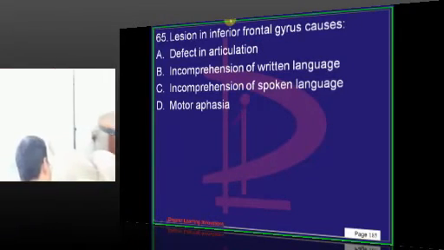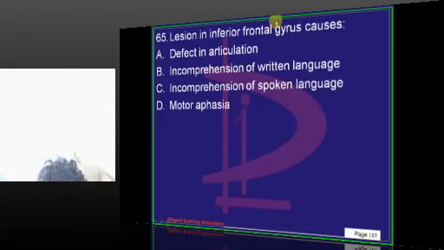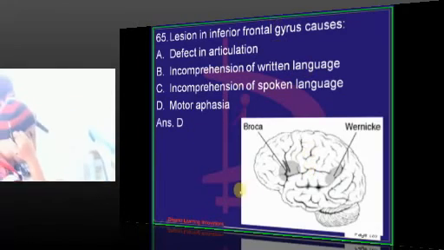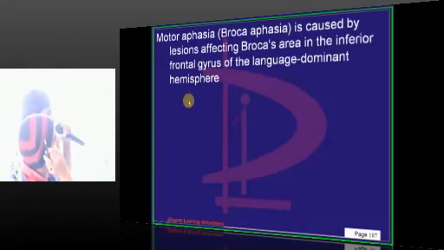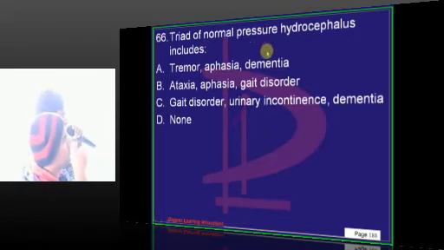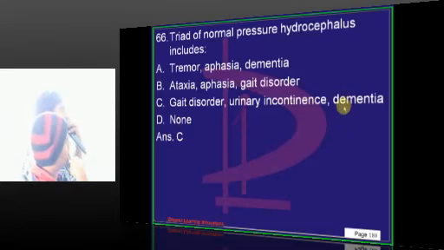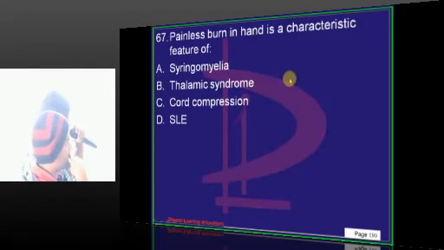Inferior frontal gyrus is Broca's or Wernicke's? Broca's, motor aphasia. Beautiful. Triad of normal pressure hydrocephalus, C. Repeated questions. Gait disorder, urinary incontinence and dementia.